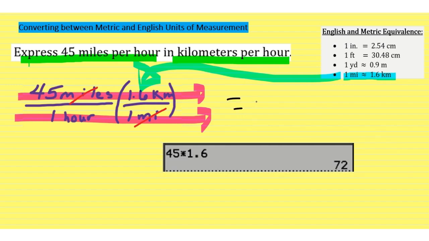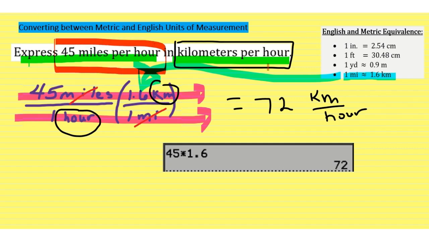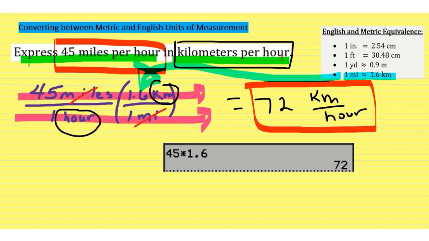So my answer is going to be 72 kilometers per hour because we did not eliminate hours. We still have kilometers per hour, and that was the goal, kilometers per hour. So 45 miles per hour is equal to 72 kilometers per hour. And of course, that's a speed. It's not a measurement, it's a speed.